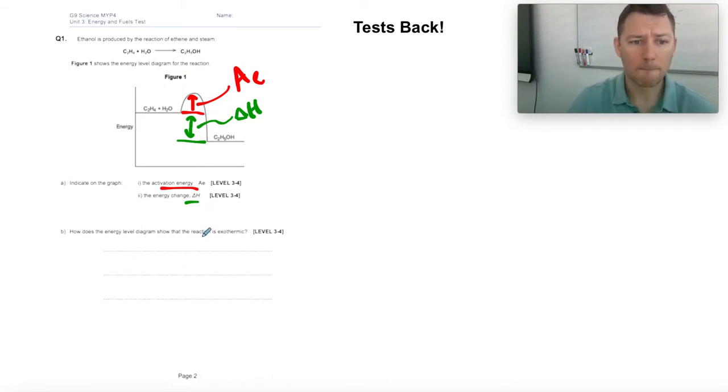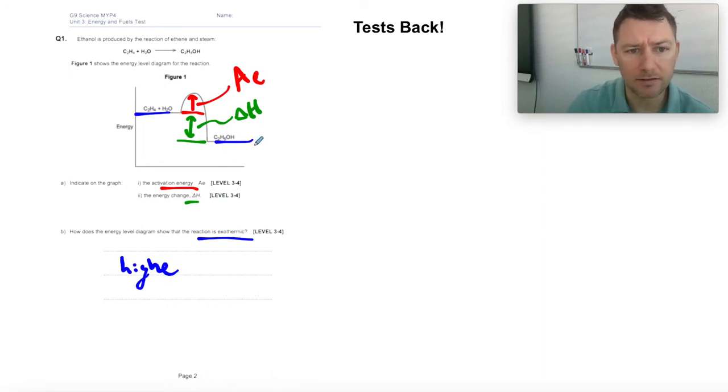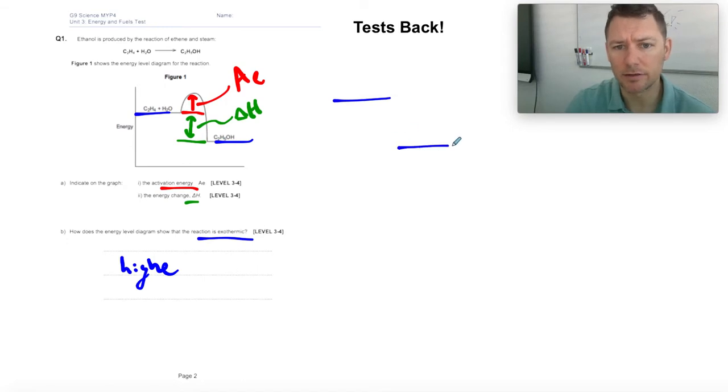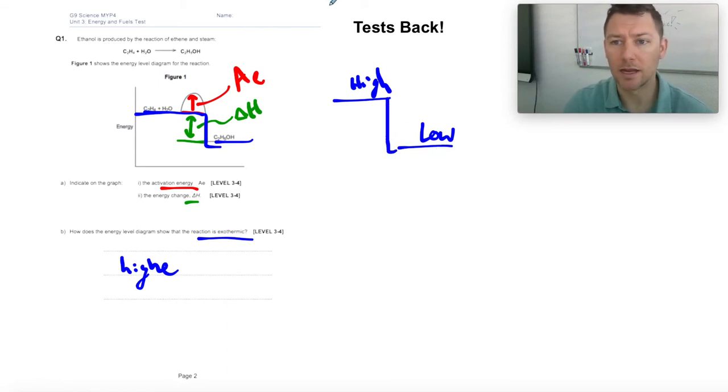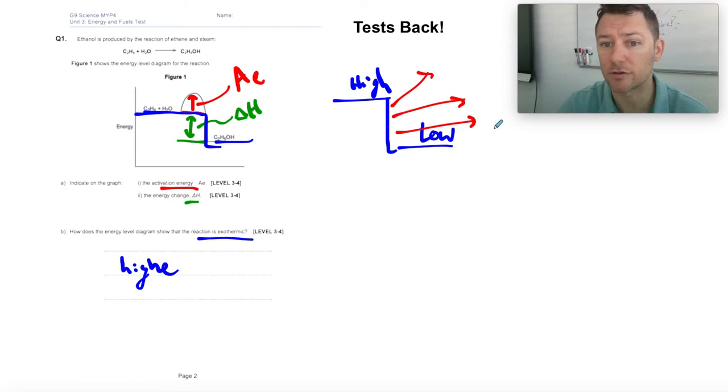Cool. How does this show that it's exothermic? Well, the initial height up here is higher than the lower height, right? The energy is basically going from here down to here. So this is high energy in the molecules. This is low energy, right? I'm just sort of making this without the bump in it. So it's going from high to low. It's like a cup of hot water going from hot to cold. That heat, that energy has to come out and go to the surroundings. So this is exothermic because it starts high and then goes low.